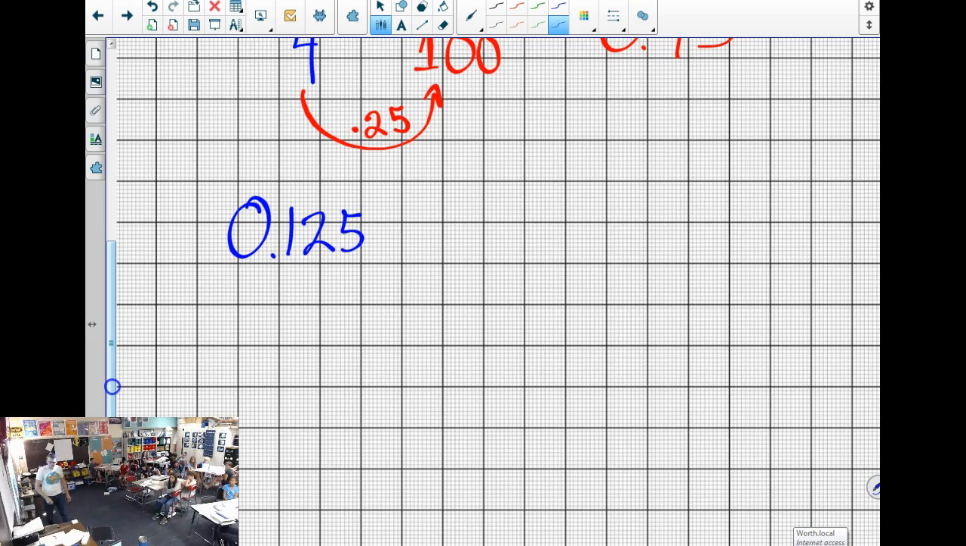Lauren, how do I read this properly? What is this number? Forget about the decimal. 125. And what place does it go to? Aha! So we write it 125 thousandths. And that would be how we would put it to a fraction. You got this?